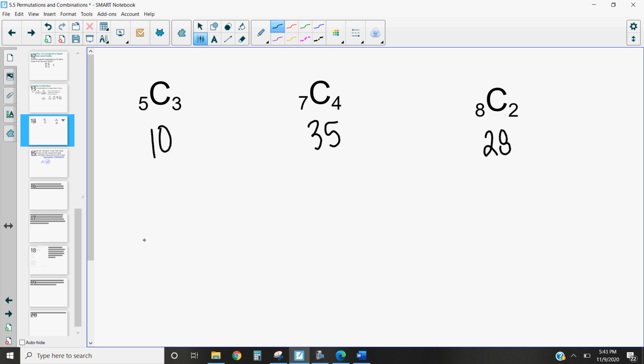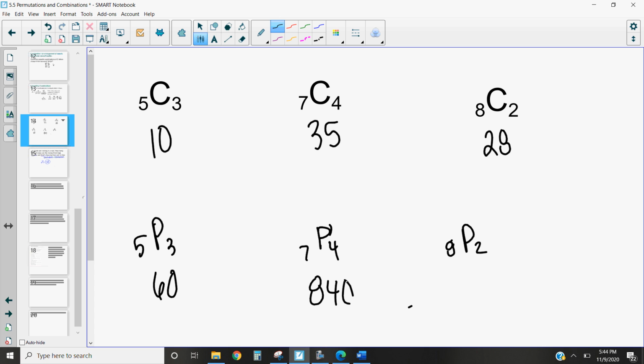Now remember, we actually did these same things in the previous video. 5 permutations of 3, 7 permutations of 4, and 8 permutations of 2. And actually, as we calculated that, you'd be surprised by how big those numbers are and how they vary. So combination versus permutation, that order really does make a huge difference in what we're calculating. For example, 5 permutations of 3 is actually 60, so 6 times bigger. 7 permutations of 4 is 840. And lastly, 8 permutations of 2 is 56.